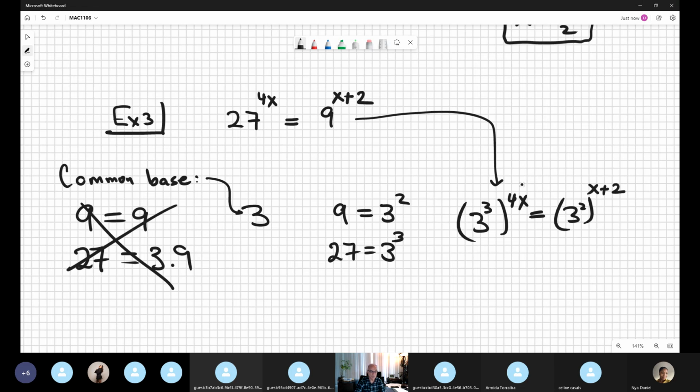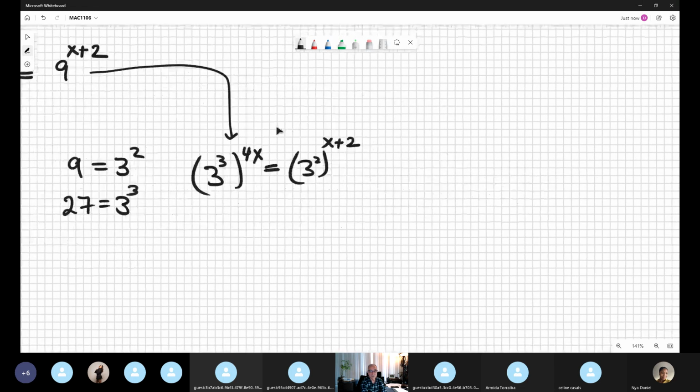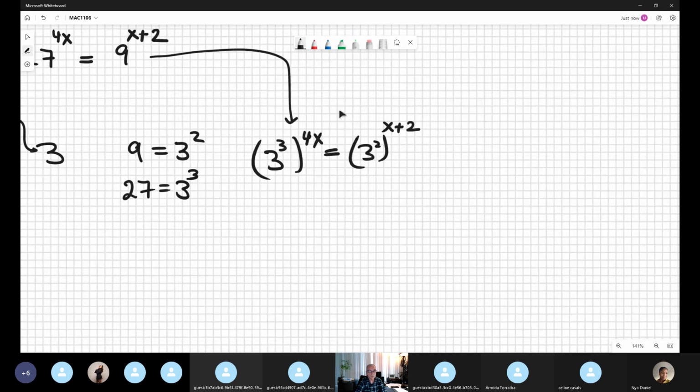Everyone follow me in the transformation? Clear or confusing? Clear, right? Now apply one more time the exponent rule. You multiply the exponents: this is 3 to the 12x, because 3 times 4 is 12, equal 3 to the 2 times parentheses x plus 2. I put the parentheses, it's important because we have a binomial here and multiply 2 times the binomial. So you indicate it like that, using parentheses, no?